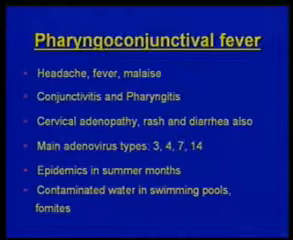But the common types are 3, 4, 7, and 14, and pharyngoconjunctival fever outbreaks are well described from contaminated water and swimming pools. Many outdoor recreation parks, you may have heard of these outbreaks where people came down with conjunctivitis because of poor chlorination.